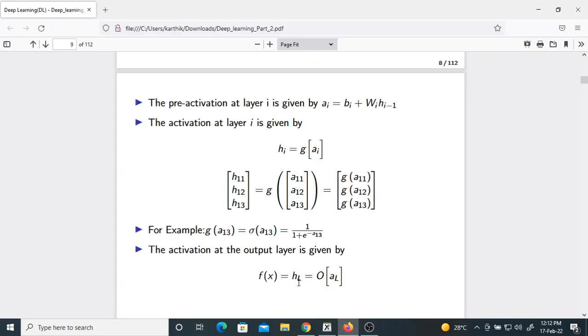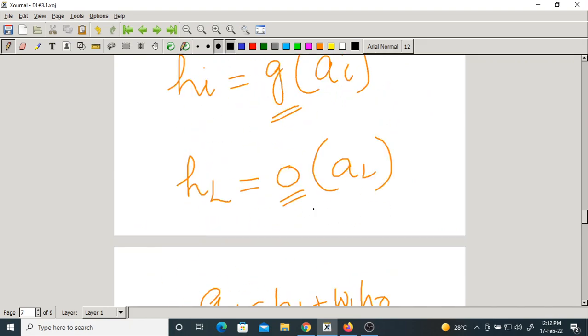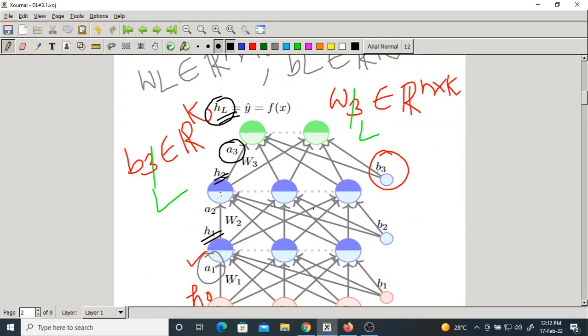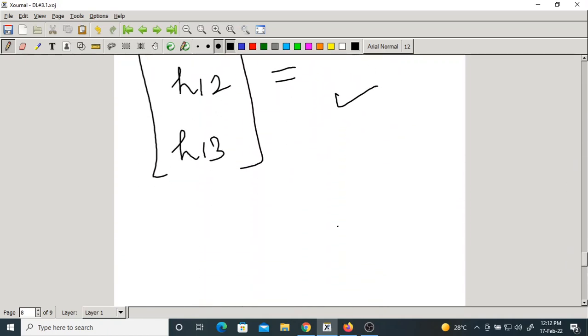The final activation function at the output layer is given by O of AL. O is the output activation function. We will discuss what that is later. That is called HL. That is called f of x. So HL equal to f of x equal to y cap.